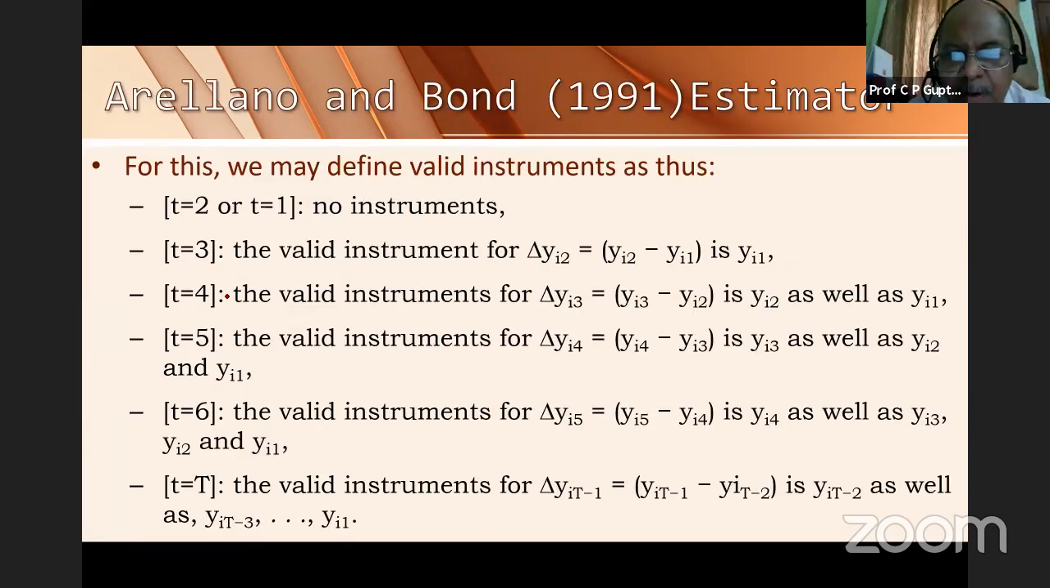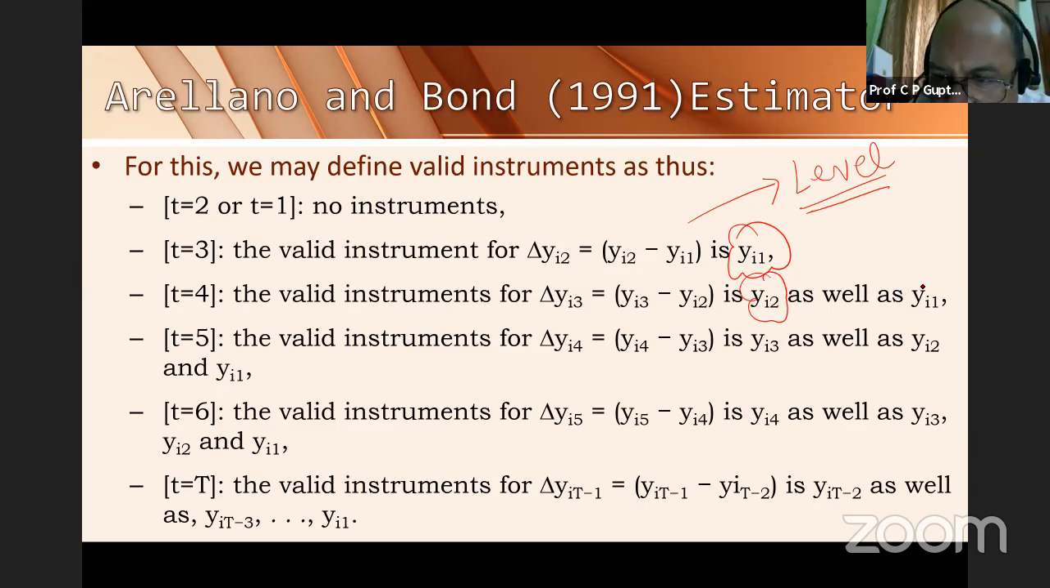use instrumental variables, and they define instrumental variables in terms of levels, okay, like here yi1, yi2, yi1. They did not define instrumental variables in terms of delta. They define instrumental variables in terms of levels.